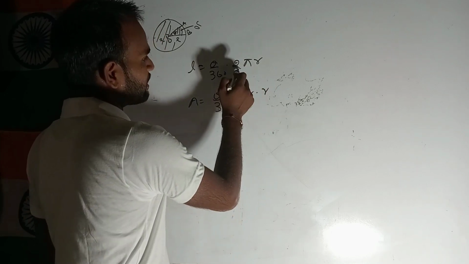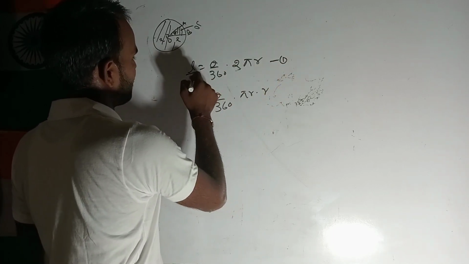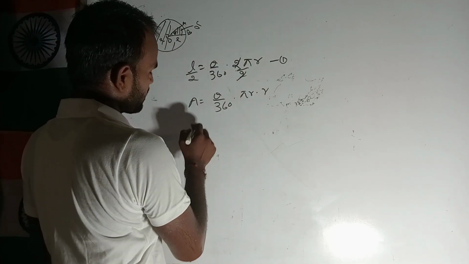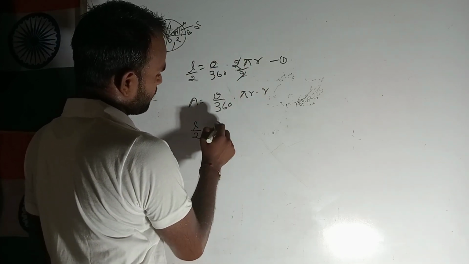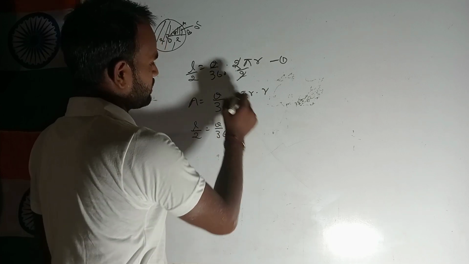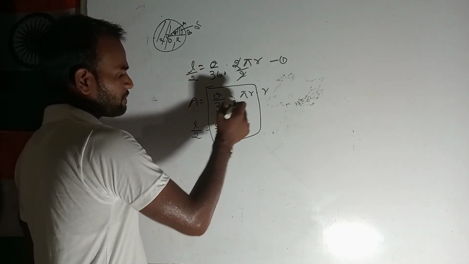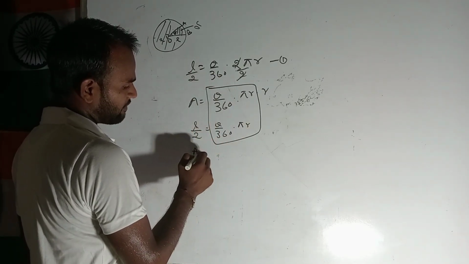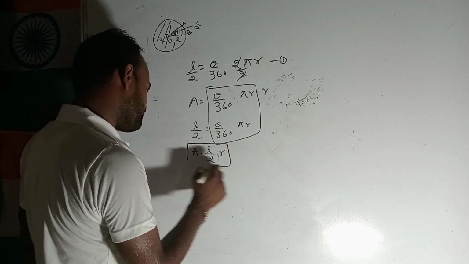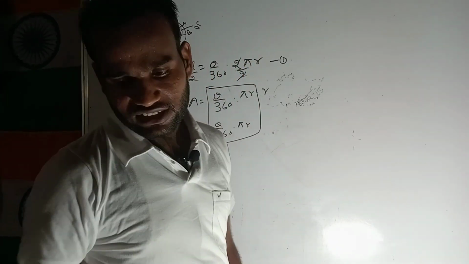Let me divide the length of the arc by 2, so l by 2 here and 2 here. The 2 and 2 cancel. Then l by 2 equals theta upon 360 into pi into r. This means these values are the same, so in this place I will put l by 2, that is l by 2 into r. This is the basic relation between the area and the length of the arc of the sector.